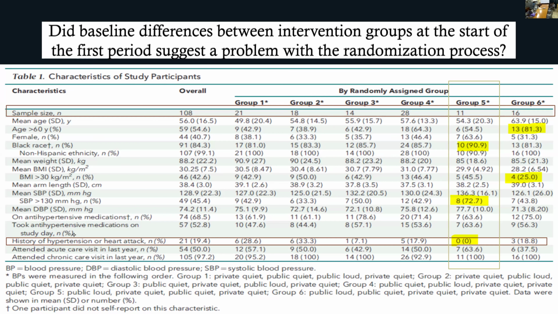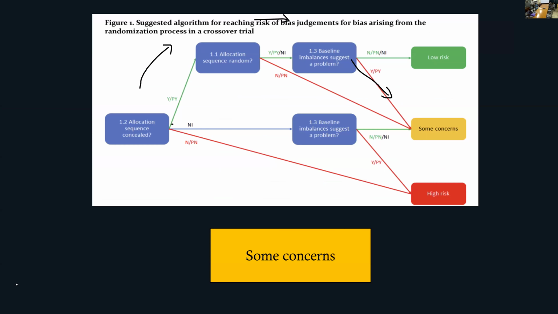But that is across all the thing only in this domains. But they have used non-Hispanic ethnicity and blacks. So the final score, concealed, probably yes, random, no information, comes to balance suggests a problem, yes, to show some concern in this domain. Second domain, domain arising from period and carryover effects.